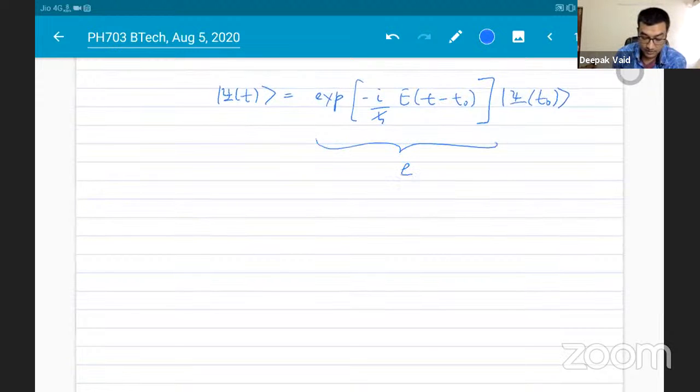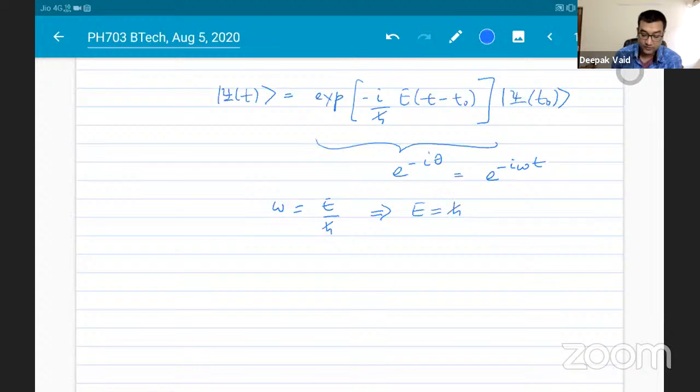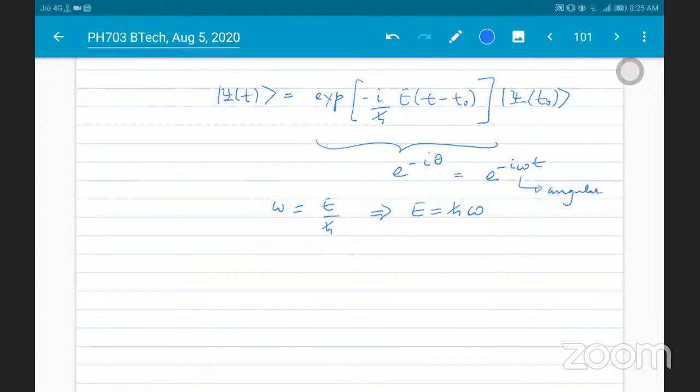This is just e to the i theta. Actually, I can write this as e to the minus i omega t, where omega is equal to E over h bar, right? Now you can write this as E is equal to h bar omega. So what is this? This is an angular frequency, sorry, angular velocity.